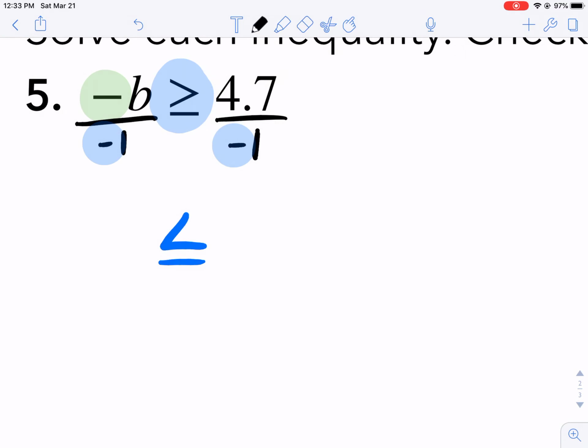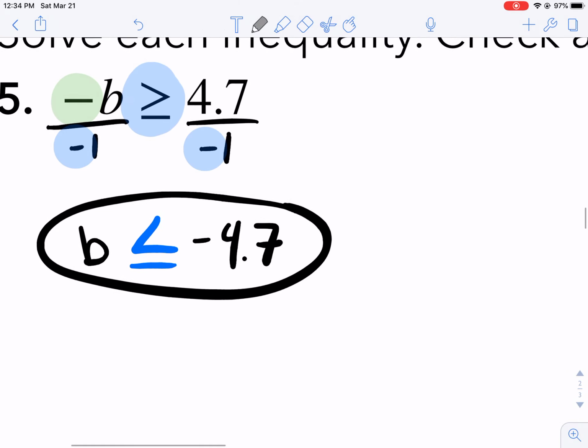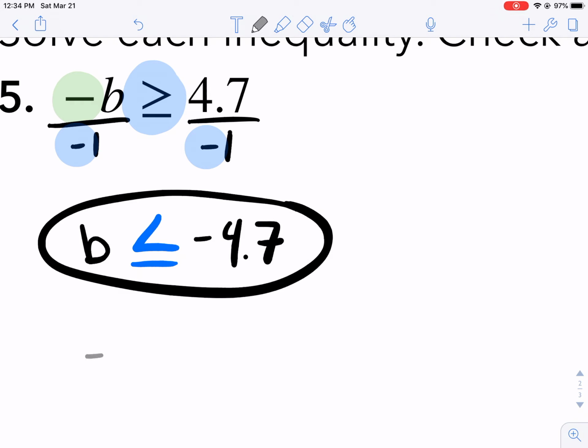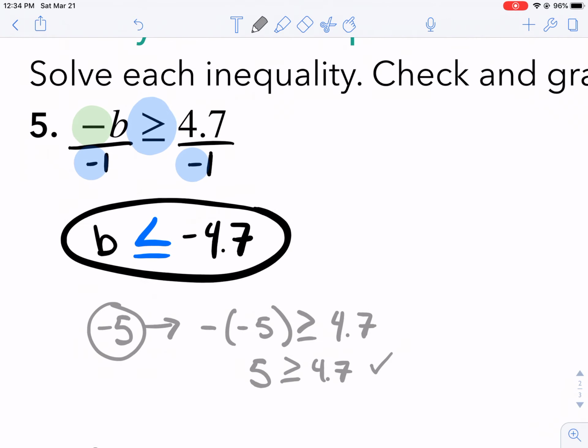Now negative b divided by negative 1 is b. 4.7 divided by negative 1 is negative 4.7. Let's go ahead and check our work with a number less than negative 4.7. How about negative 5? So let's check with negative 5. Is it true that negative 5 is greater than or equal to 4.7? Well, negative 5 is greater than or equal to negative 4.7, so yes, this is true. Awesome. Now let's graph our number line.